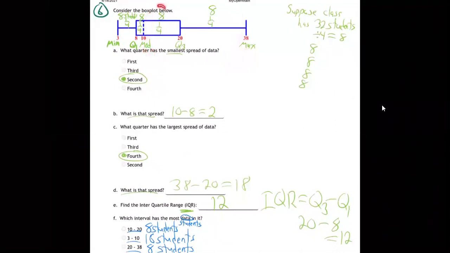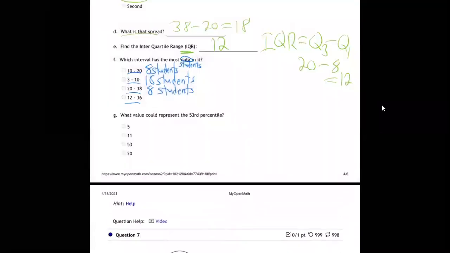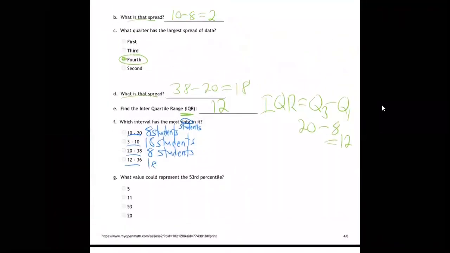Right? There's 8 students from 10 all the way to 20, and 8 students from 20 to 38. So this is going from 12 to 36. So it's not quite all of these 8 students and not quite all of these 8 students. It's a little bit less than 16 students, isn't it? So which one has the most? This one right here, the 3 through 10, because that's got a full 16 students in it.